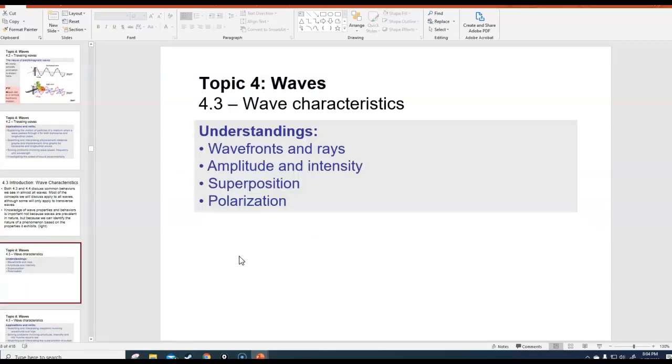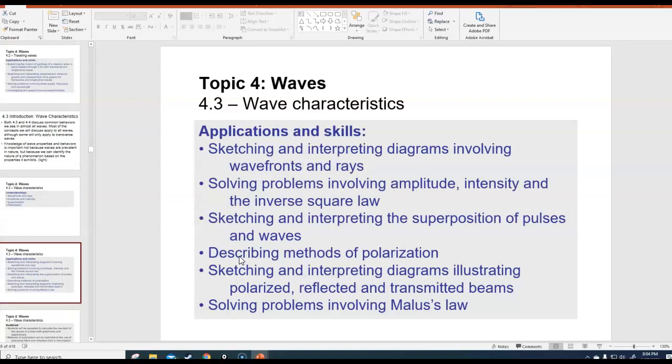4.3. So 4.3, there's not a ton of stuff in 4.3. We're going to talk about wavefronts and rays real quickly. We're going to talk about amplitude and intensity, and then we're going to talk about superposition, and the last thing is going to be polarization, which out of everything in here is probably the most difficult, although it's not super difficult. Okay, at the end of 4.3, here's what you must be able to do. You must be able to sketch and interpret diagrams involving wavefronts and rays.